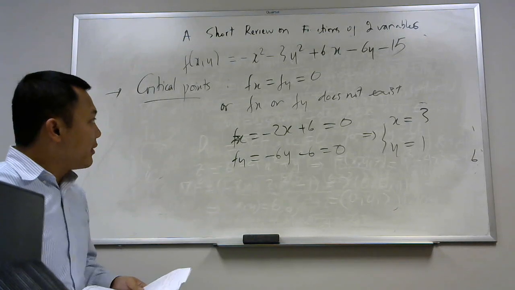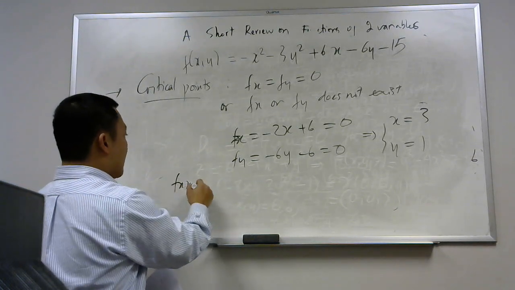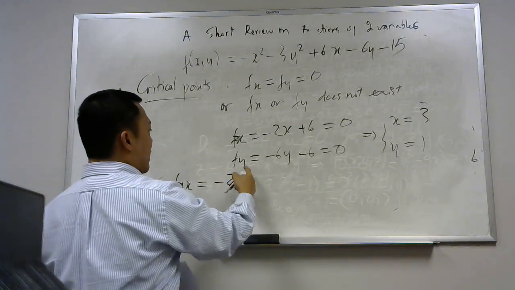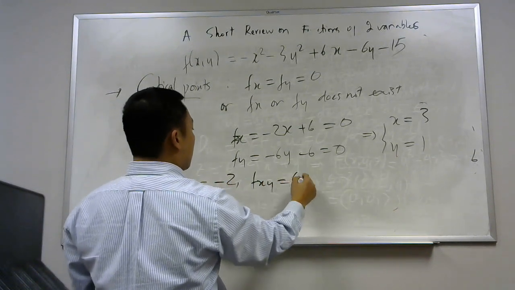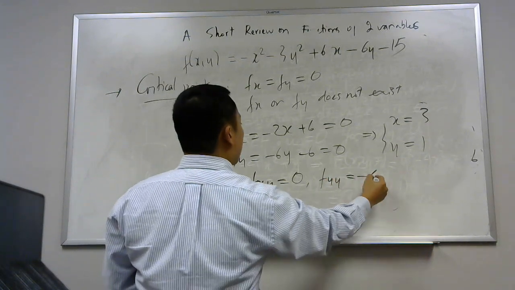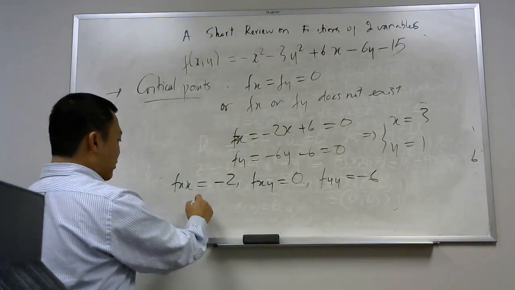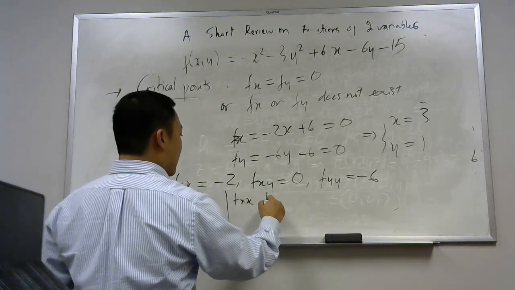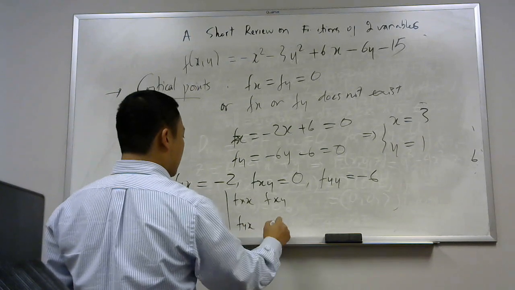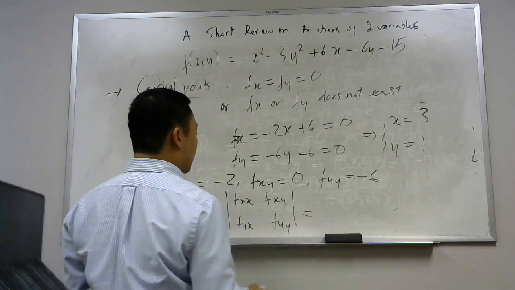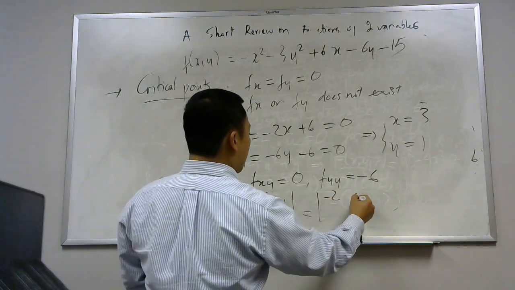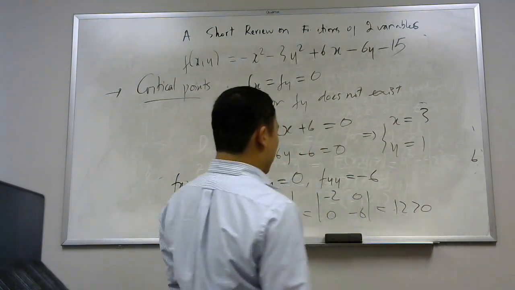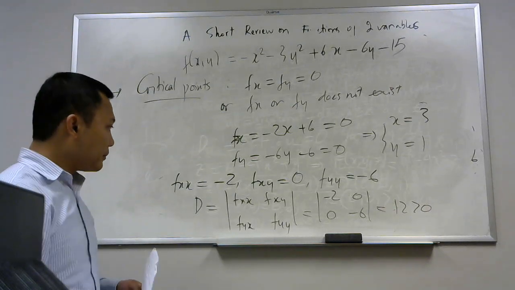So let's find the second derivatives. fxx, I take the derivative of this, I get negative 2. And then fxy is 0, fyy is negative 6. And then you calculate D. What is D? D is the determinant of fxx, fxy, fyx, fyy. So you get negative 2, 0, 0, and negative 6, which is 12, right? Greater than 0.